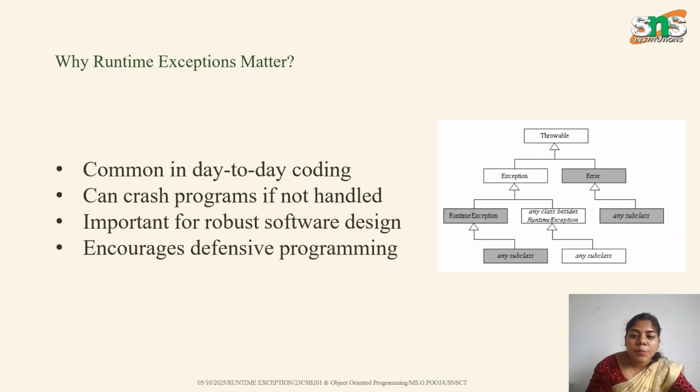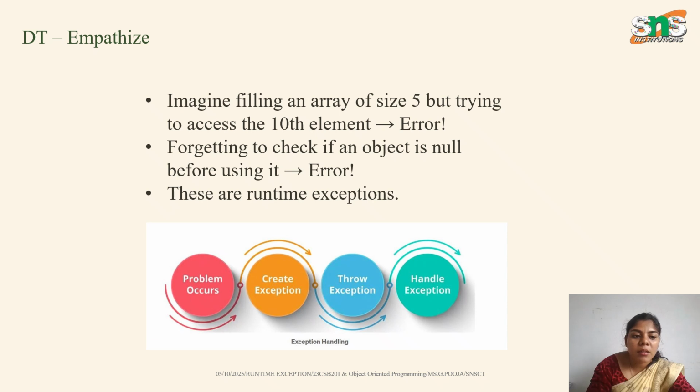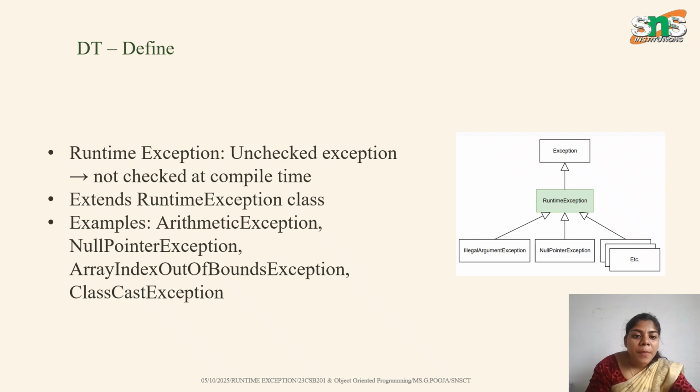So these are some of the hierarchy, and some of the examples are: you can create an array of size 5, but try to access the 10th element. Java immediately throws an exception. Or you forget to check if a variable is null before using it. Again, a runtime error occurs. So these real-world analogies show how small oversights can lead to major runtime failures.